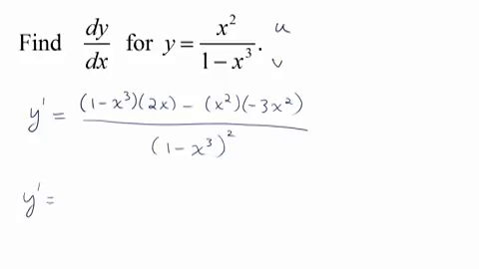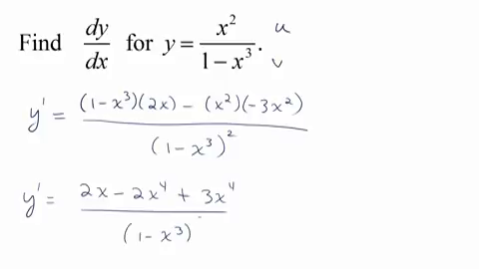y prime would equal 2x minus 2x to the fourth, and it looks like we'll end up with a positive 3x to the fourth, all over the denominator squared, 1 minus x cubed, the quantity squared. We'll collect some like terms. 3x to the fourth minus 2x to the fourth is 1x to the fourth, and we have a plus 2x, all over the quantity 1 minus x cubed squared.